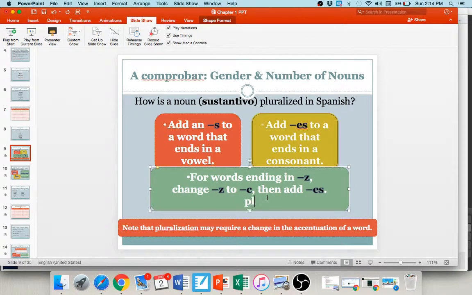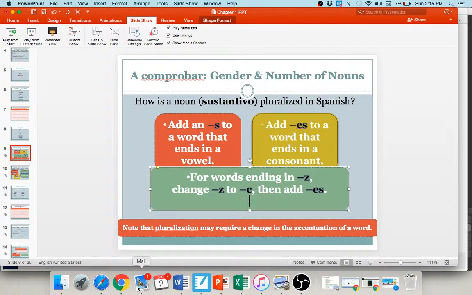So let's go back one more time. Let's say you have a pluma, a pen. How about I make this plural? Hopefully you're saying, well, it ends in a vowel, so I'm going to add an S. I'm going to get plumas, in which case you would be right. Let's say I have an estudiante, a student. To make it plural, it ends in a vowel, so I'm going to add an S. I get estudiantes.